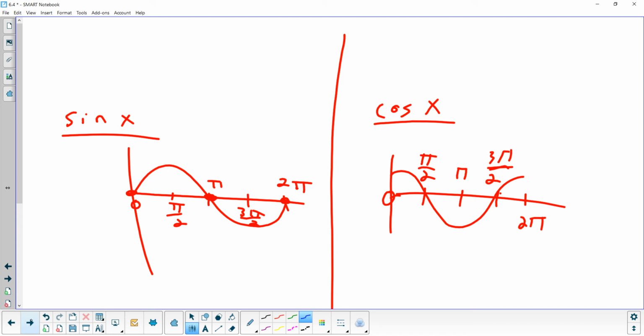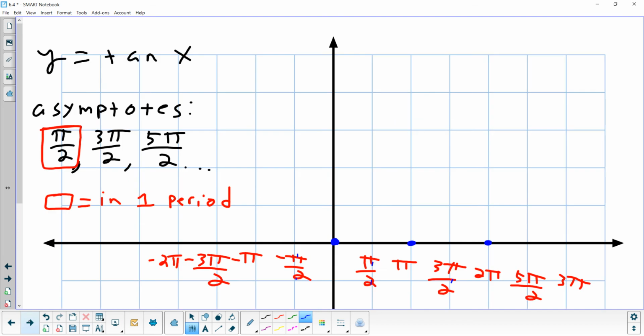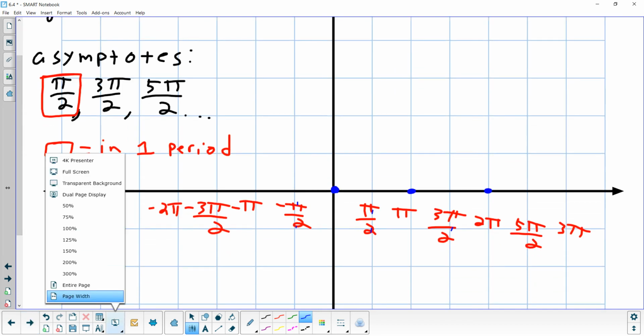Yeah, okay. Pi over 2. What's the next spot? 3 pi over 2. And then 5 pi over 2. And 7 pi over 2. So we're going to get vertical asymptotes at all those pi over 2s: 1 pi over 2, 3 pi over 2. Basically odds, odd multiples of pi over 2. So let's put those in.